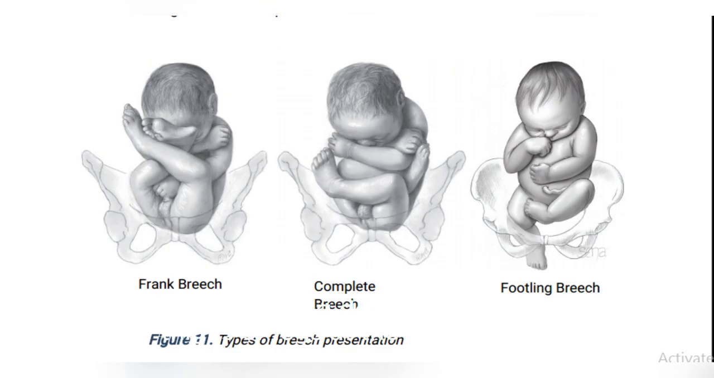Incomplete: this is due to varying degrees of extension of the thighs or legs at the pelvic pole. With incomplete breech presentation, one or both hips are not flexed, and one or both feet or knees lie below the breech, such that a foot or knee is lowermost in the birth canal. Frank breech, footling breech, and knee presentation are the three varieties of incomplete breech presentation.